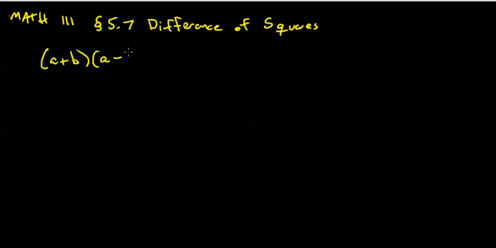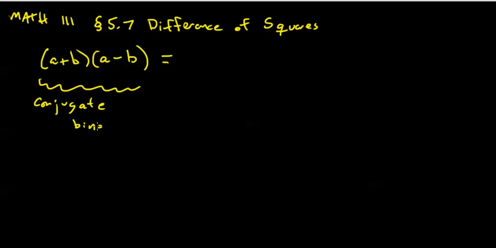And let's say I ask you to multiply these two binomials. The first one is a plus b times the second one, a minus b. These are what they call conjugate binomials. By that, I mean the sign in between the two terms is opposite. They are not negatives of each other. The negative of a plus b would be negative a, negative b, right? But conjugate, all that means is the sign in between is different. So it's a plus b times a minus b.